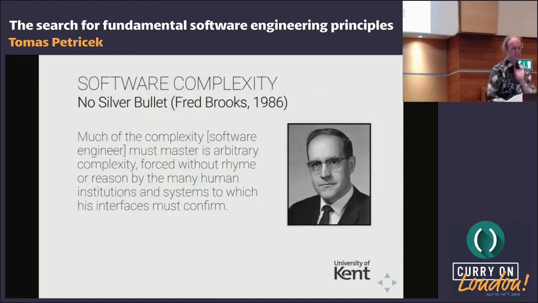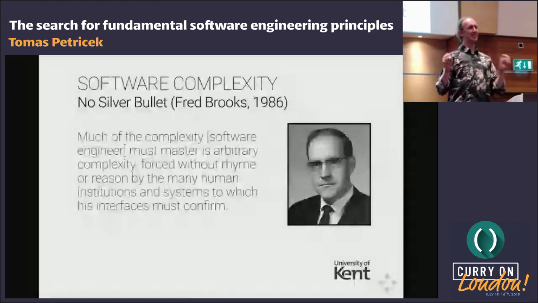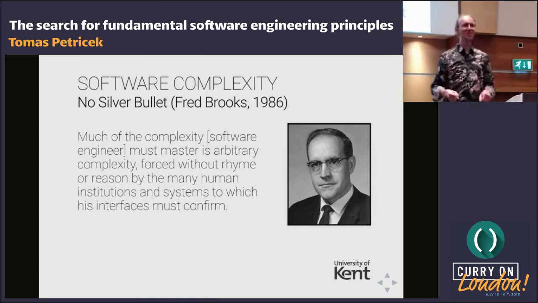And there's a well-known and not as widely read as it should be essay from Fred Brooks, No Silver Bullet, which is based on his experience building the IBM 360 operating system. One of the really interesting aspects there is his analysis of where complexity comes from in software. He has this summary that much of the complexity that a software engineer must master is arbitrary complexity, forced without rhyme or reason by the many human institutions and systems to which his interfaces must conform. So this is exactly the UK and French governments creating new VAT laws that your system has to deal with, and it changes every year, and sometimes in the middle of the year when there's Brexit and things like that.